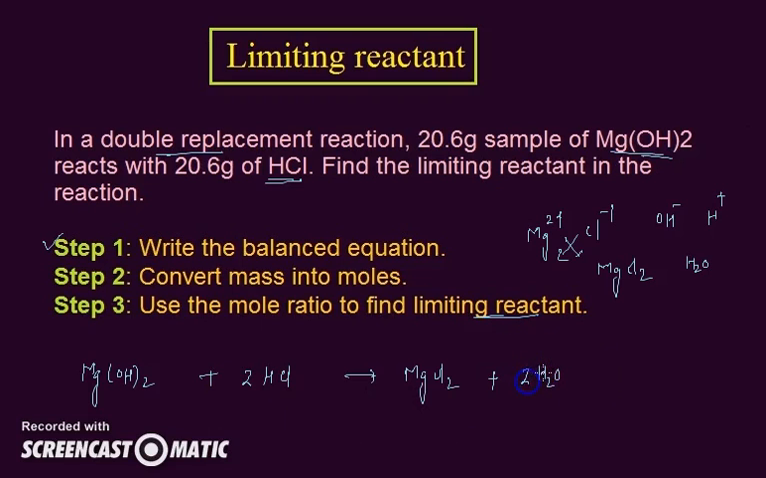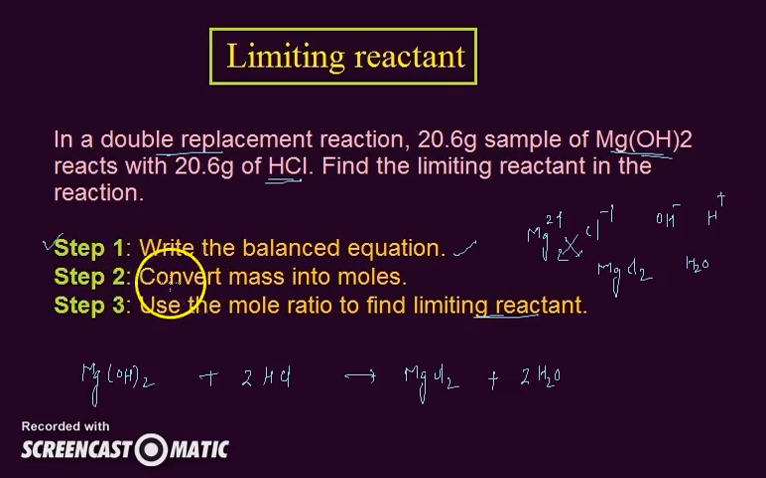That's why I put 2 before H2O. Now the number of hydrogen atoms is balanced. The number of Mg atoms is also balanced on both sides. Now this is a balanced chemical equation. We are done with the first step. Now we move on to the next step.